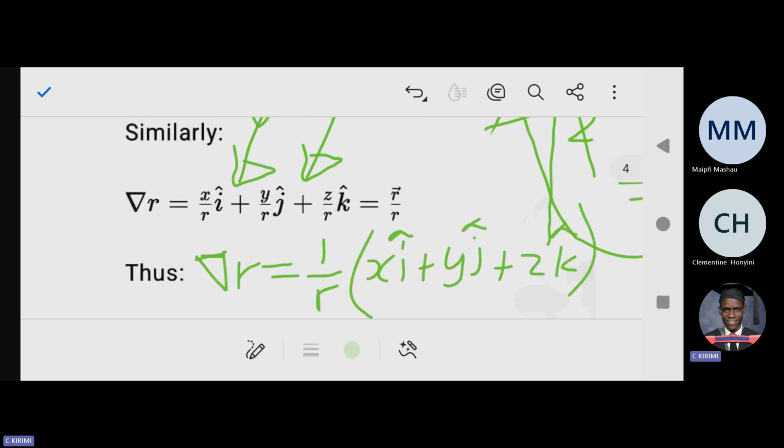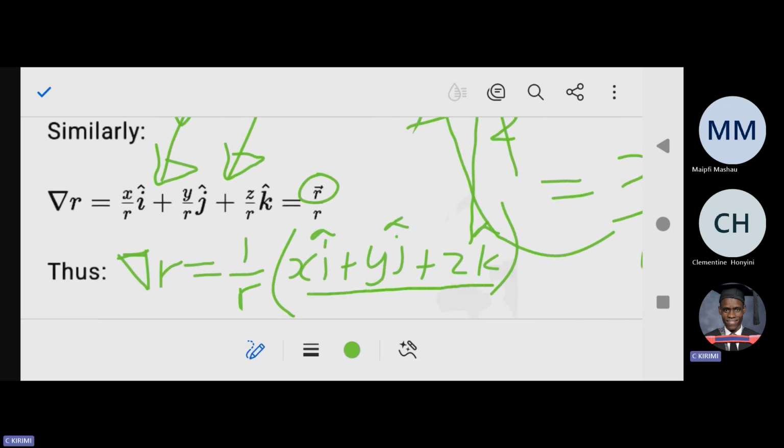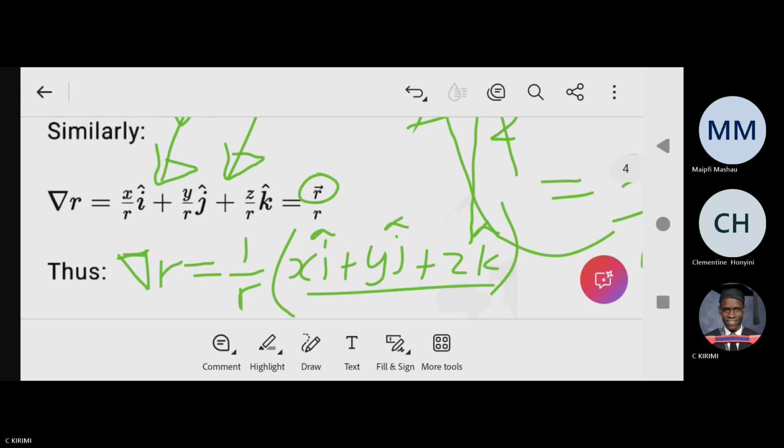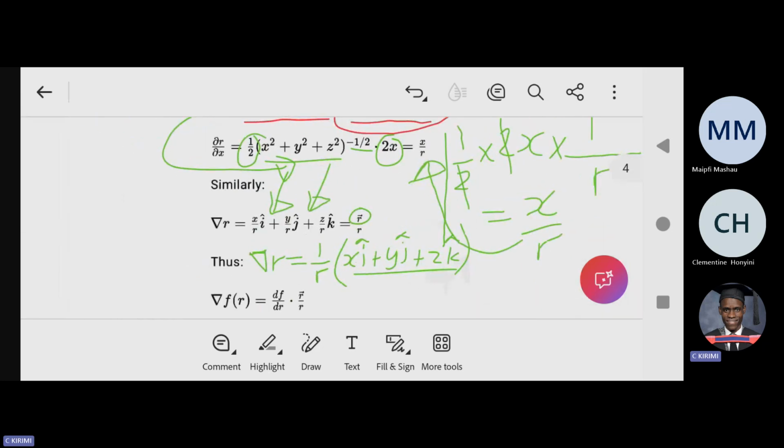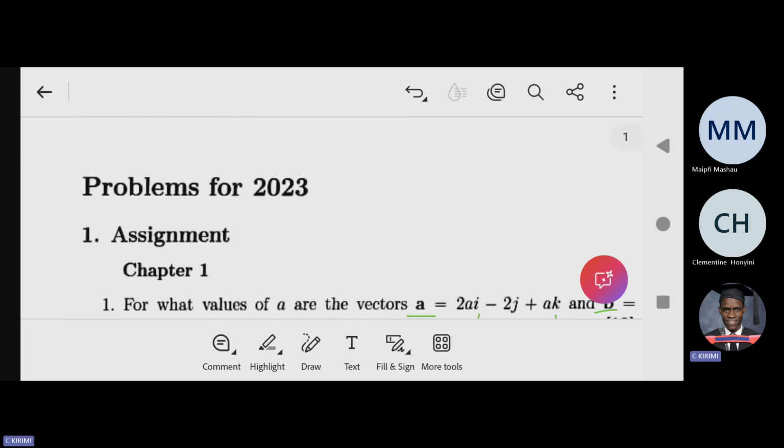So that's where this vector is coming from, the one with an arrow, which means the vector r. This is where it's coming from. It's coming from the fact that it's x in the x direction plus y in the y direction plus z in the z direction, which is k. So it gives you the vector r over r. We have already shown that because that's what we were supposed to show for this one.